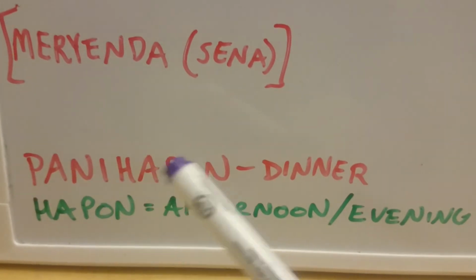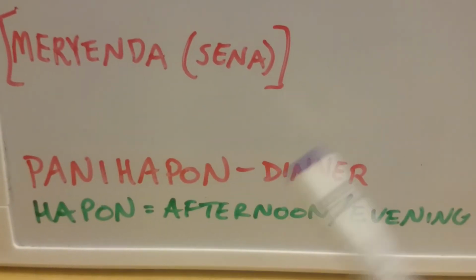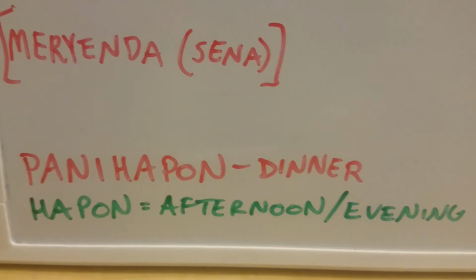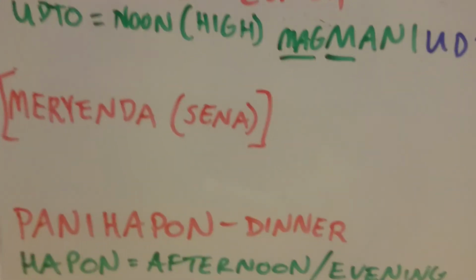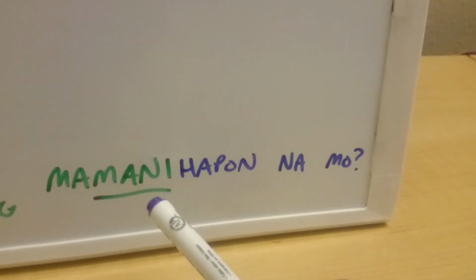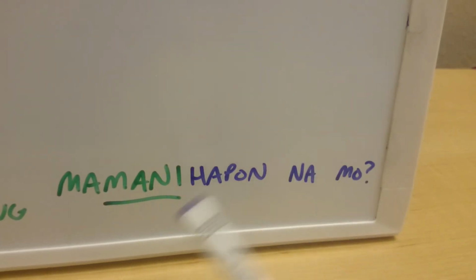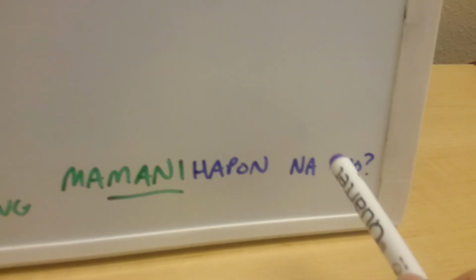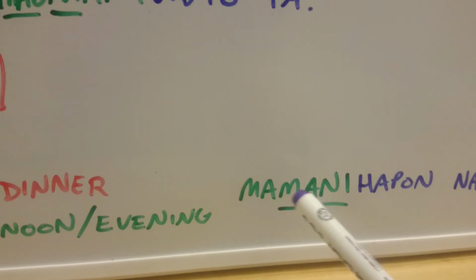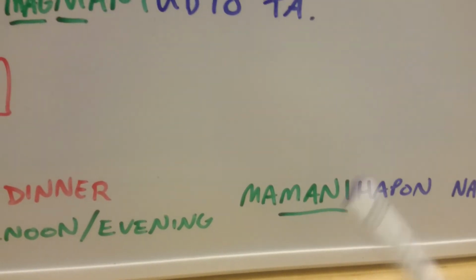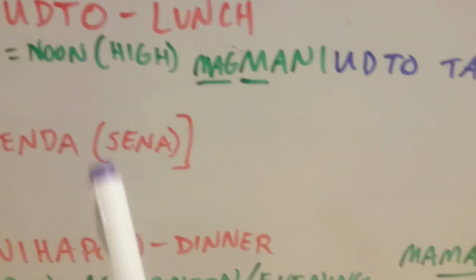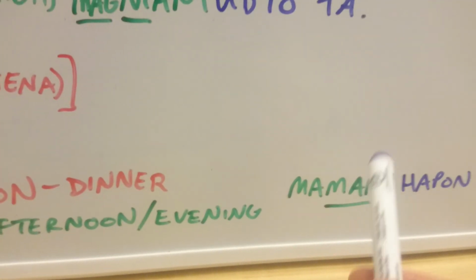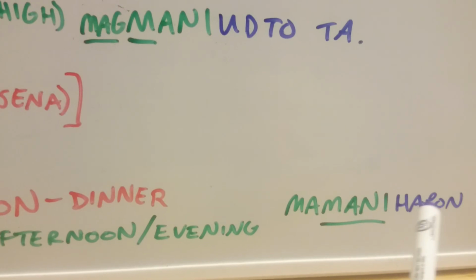The word we get is panihapon, which means dinner or supper, and it works the same as paniudto. You see that same pani prefix, right? So our example here is mamani hapon na mo, like will you guys be having dinner? Mamani hapon na mo, will you be having dinner? And I also put in the assimilation process, the mamani, right?